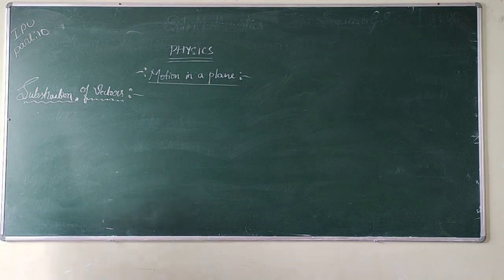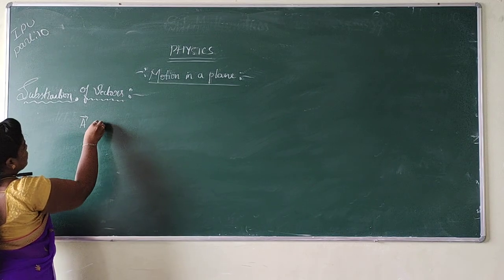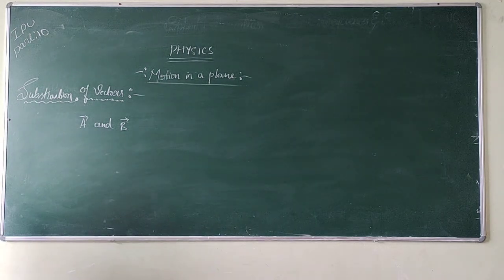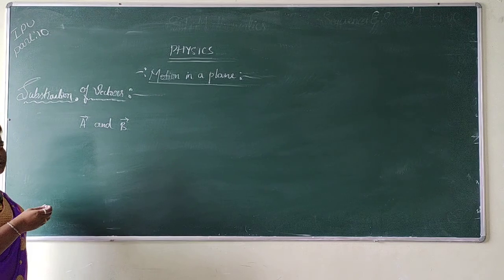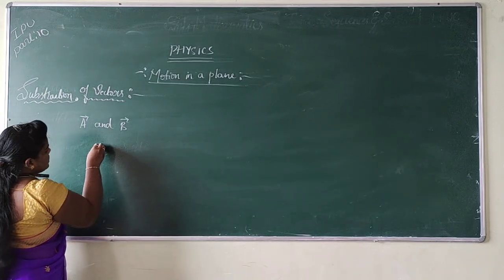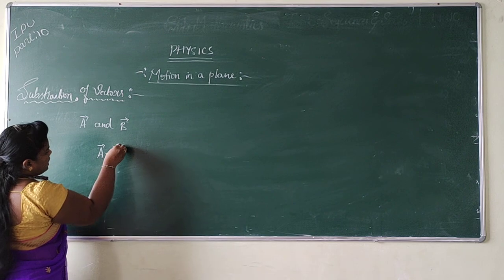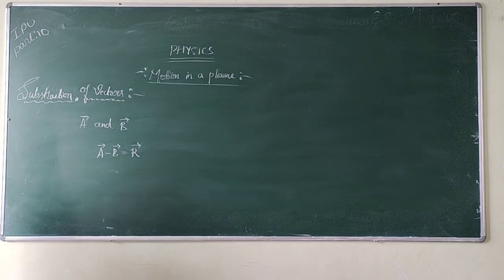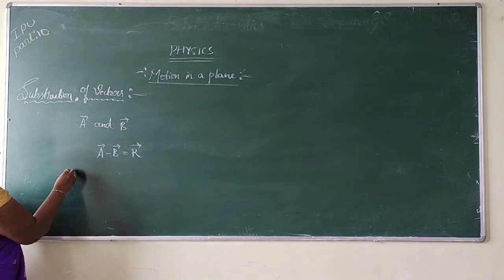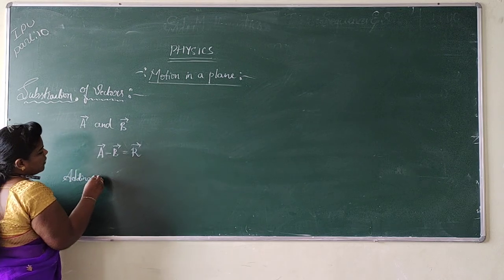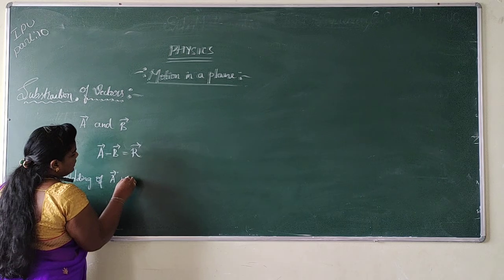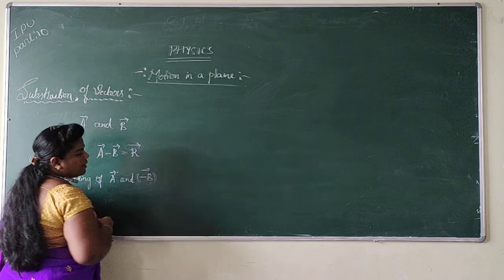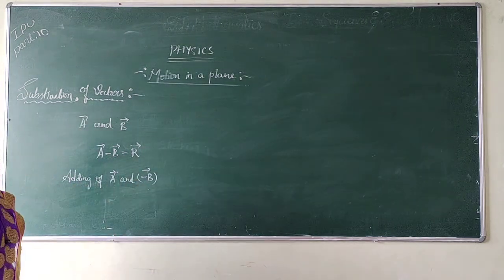Subtraction of vector. If I consider that I have two vectors, vector A and vector B. If I want to subtract vector B from vector A, it should be written as vector A minus vector B, and the resultant is written as capital R, that is vector R. Rather than this, you can even define it like adding vector A and minus vector B, which is also called subtraction of vector.